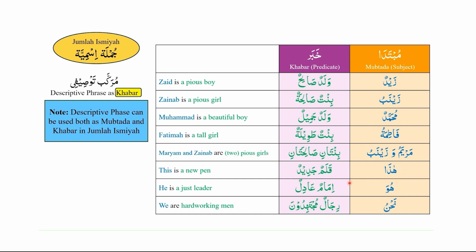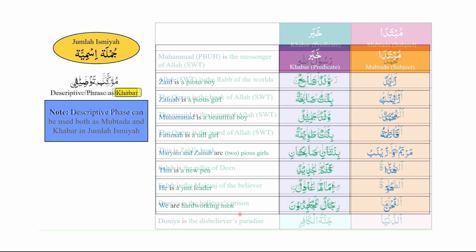Huwa imamun adilun. He is a just leader. Huwa is definite because it is a personal pronoun. Furthermore, huwa comes from the chart of personal pronouns that are marfu. So huwa meets the criteria for it to be mubtada. Nahnu rijalun mujtahiduna. We are hard-working men.